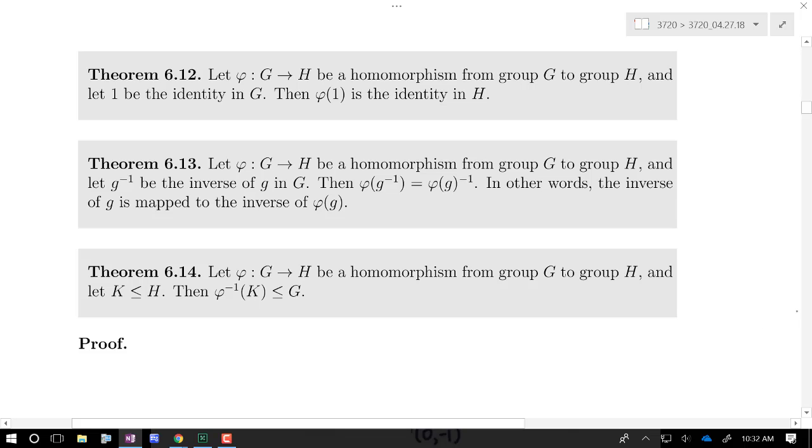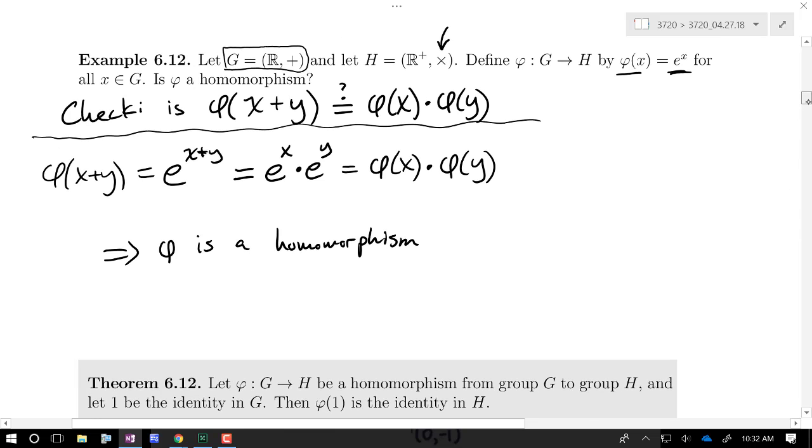And actually, let's check this up here. What is the identity element in the G group? That's a group under addition. 0. Yeah, so our one element in G is 0. And what's the identity element in the H group? 1. Yeah. So the one element in H is 1.